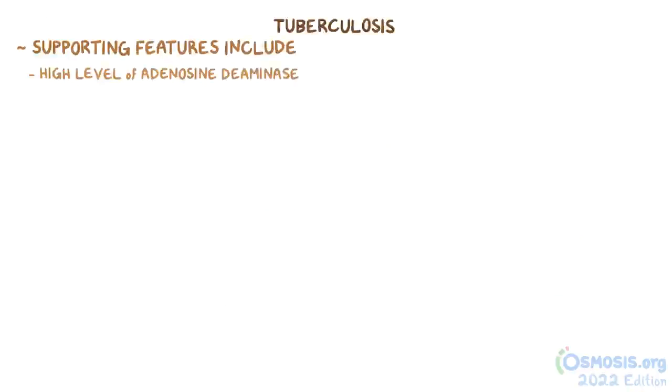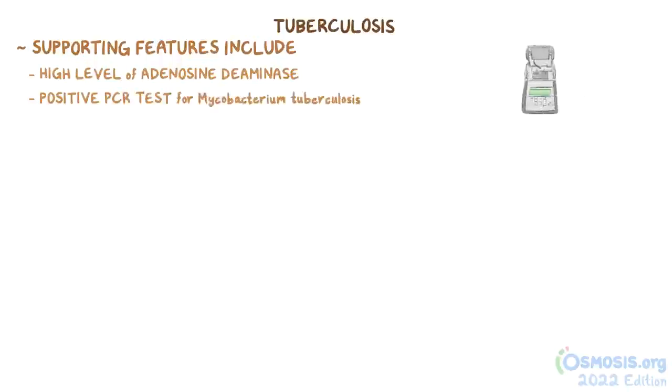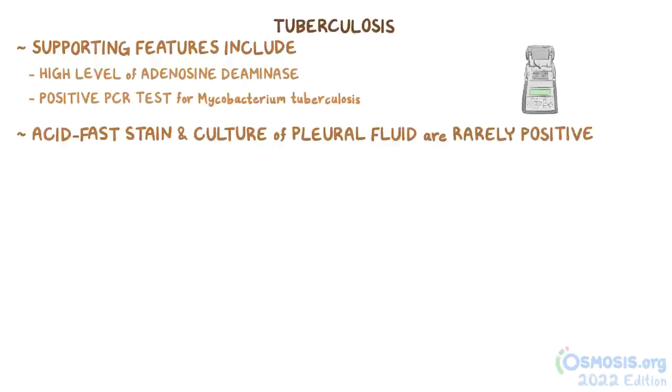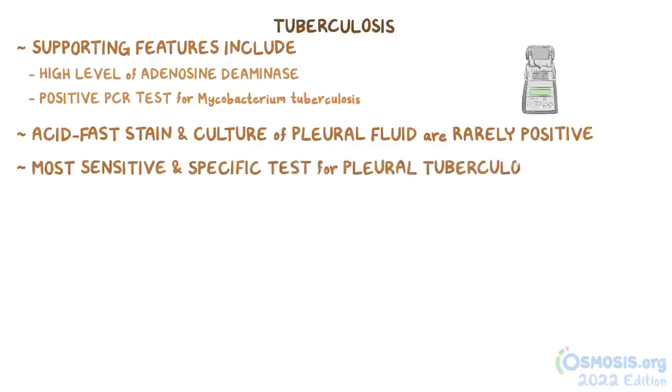Supporting features of tuberculosis include a high level of adenosine deaminase and a positive polymerase chain reaction, or PCR test, for Mycobacterium tuberculosis. Typically, the acid-fast stain and culture of the pleural fluid are rarely positive. So, the most sensitive and specific test for pleural tuberculosis is a pleural biopsy, which is actually taking a chunk of the cells lining the pleura and sending it off to the pathology lab to look at the cells under a microscope.